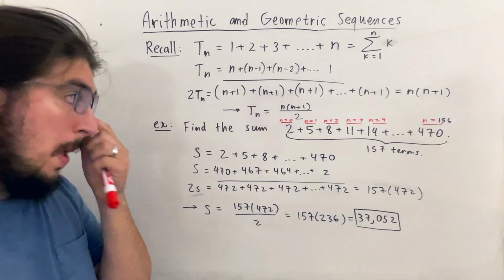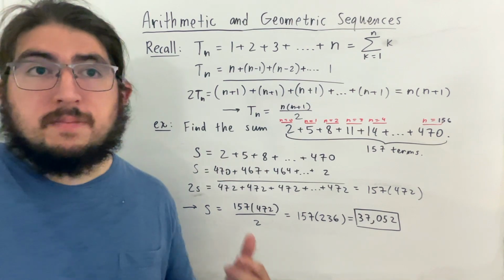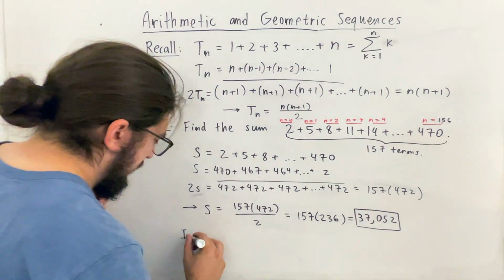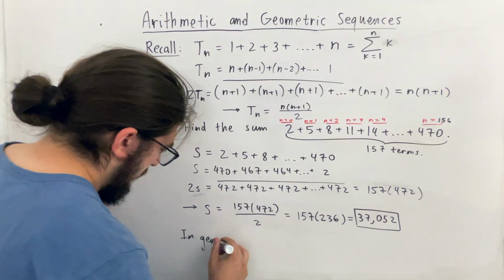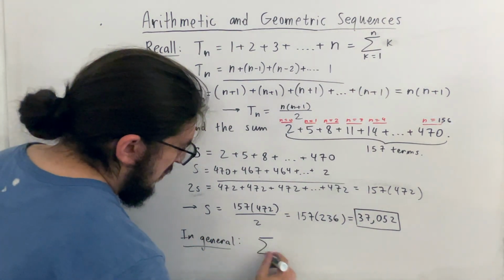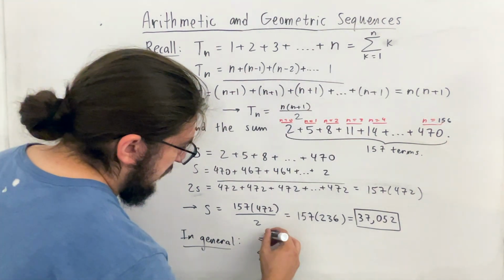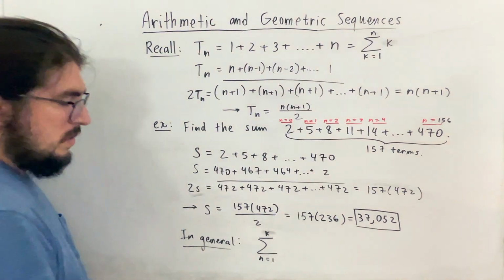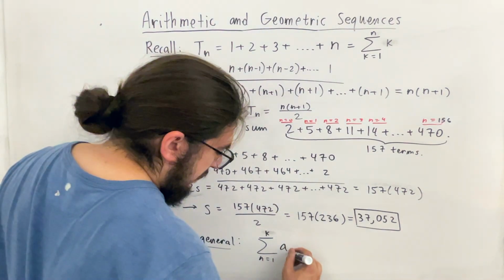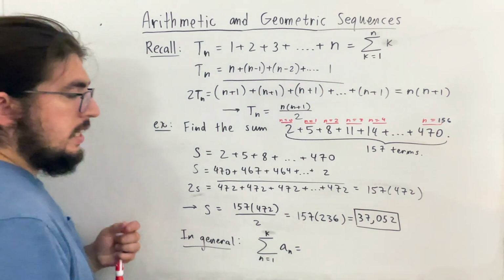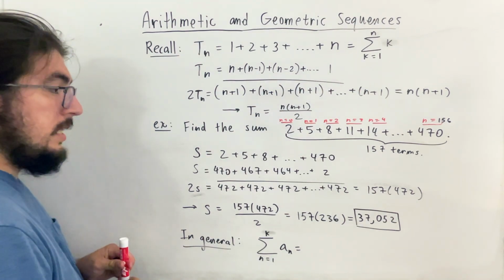Perfect. Now, what's really nice is that from this, we get this general form. So in general, we get the following. The sum from n equals 1 to k of an arithmetic sequence a sub n is going to be the, let's see.